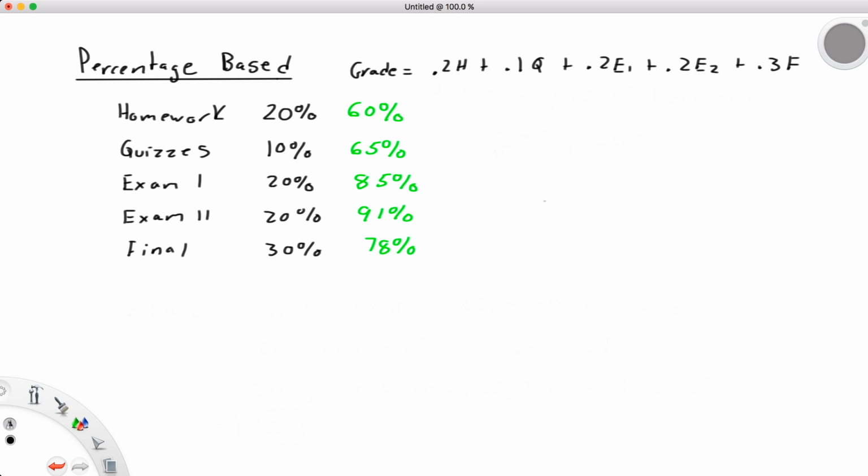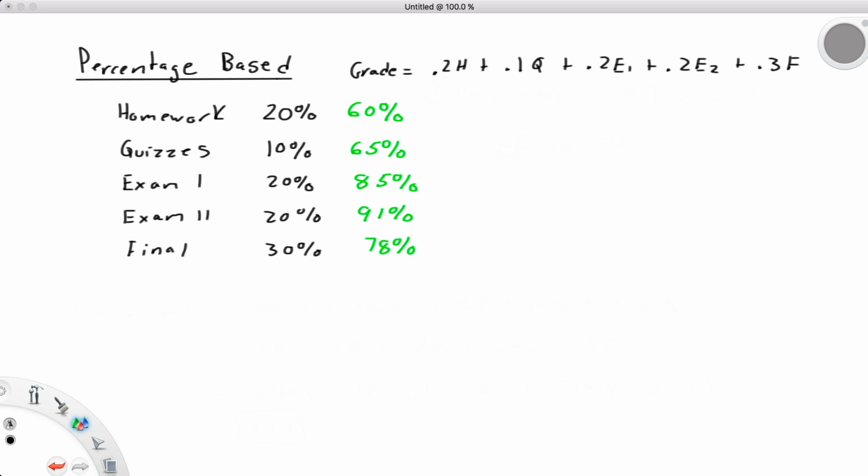Now, this is all well and good if you have all of your scores. But I think what many people tend to ask would be, what happens if you want to calculate an estimate of your grade, but you haven't finished yet, right? Maybe you're going into the final and you want to figure out where you stand. Well, this is where the percentage-based system becomes a little bit more challenging, but certainly still manageable, right?